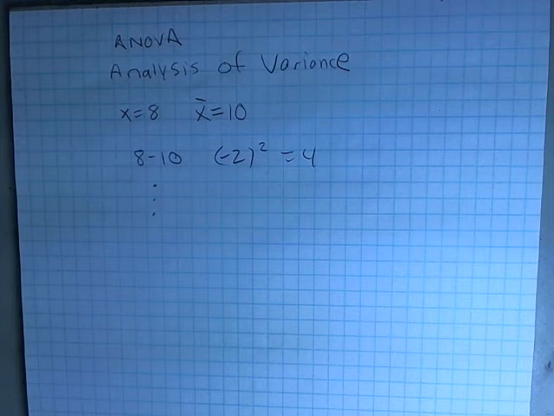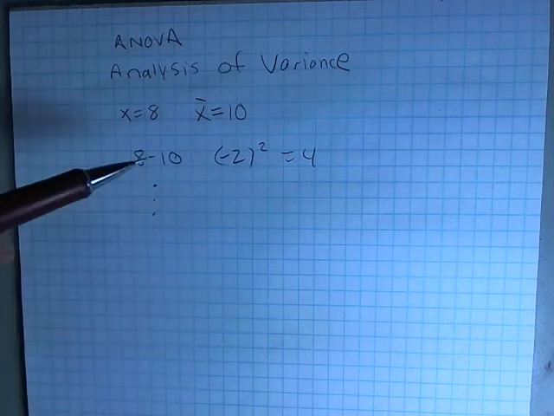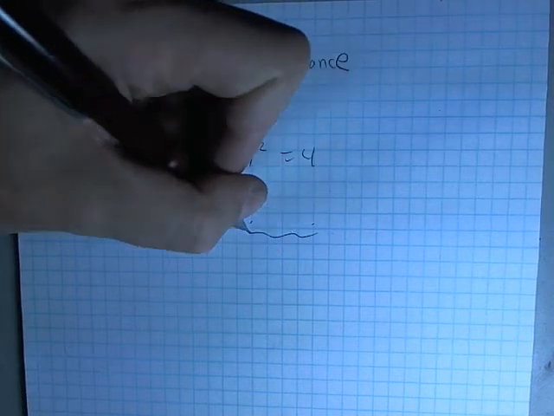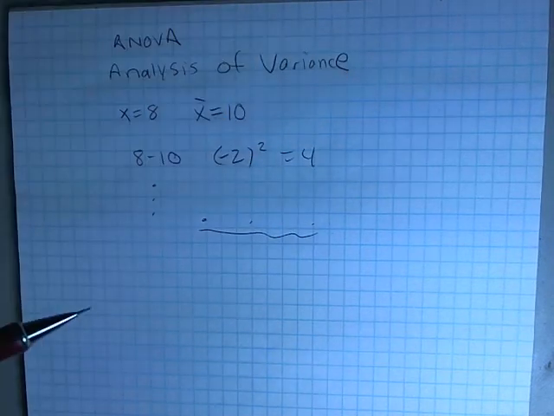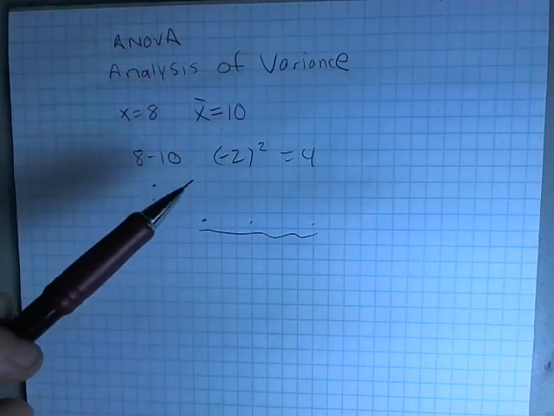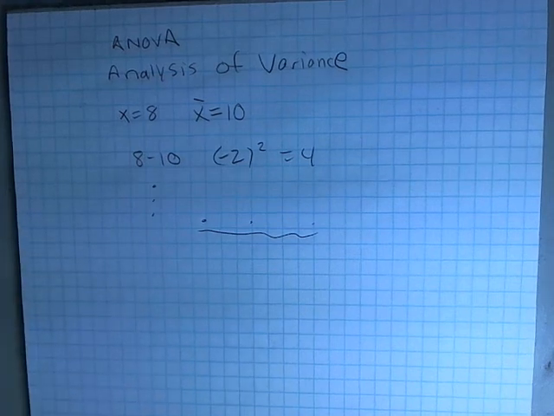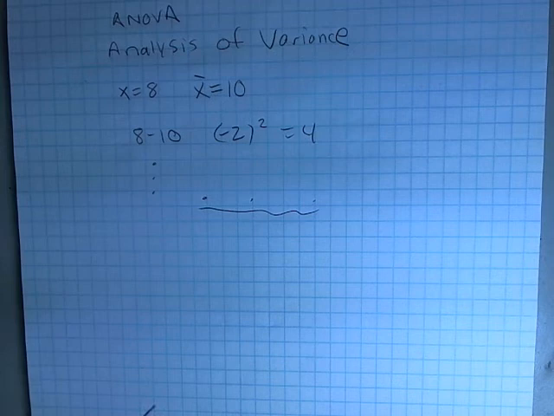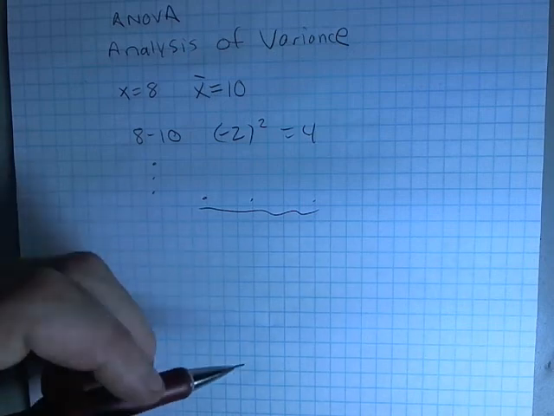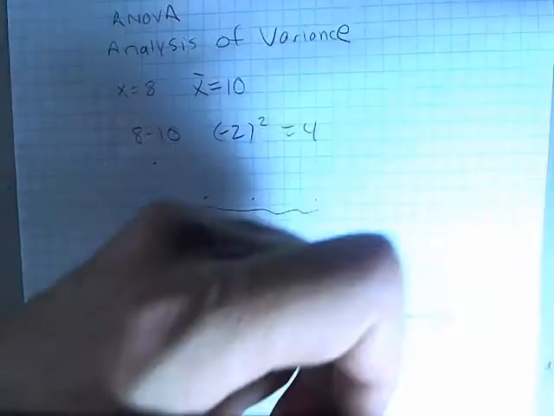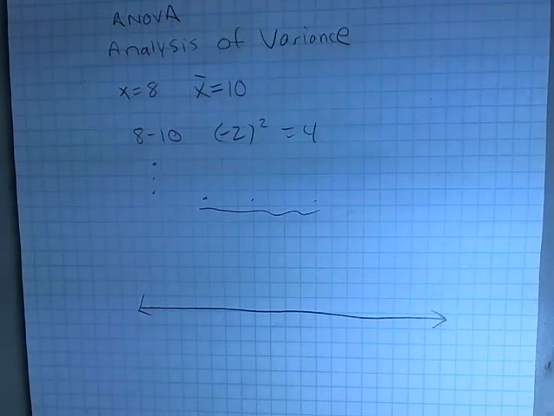Let's keep in mind that the more widely spread apart a data set is, the higher the variance is going to be. So what our ANOVA test will look at is it's going to compare two types of variances. Let me sketch out a number line here and we'll look at what those two types of variances are.